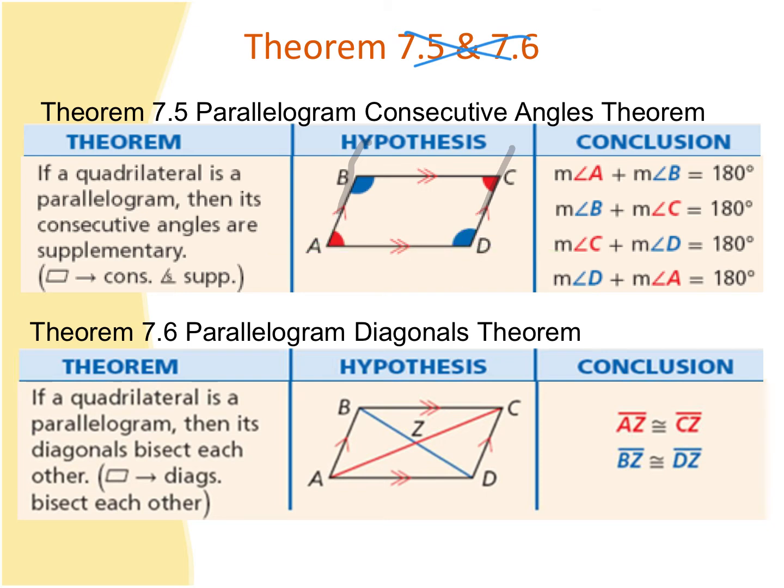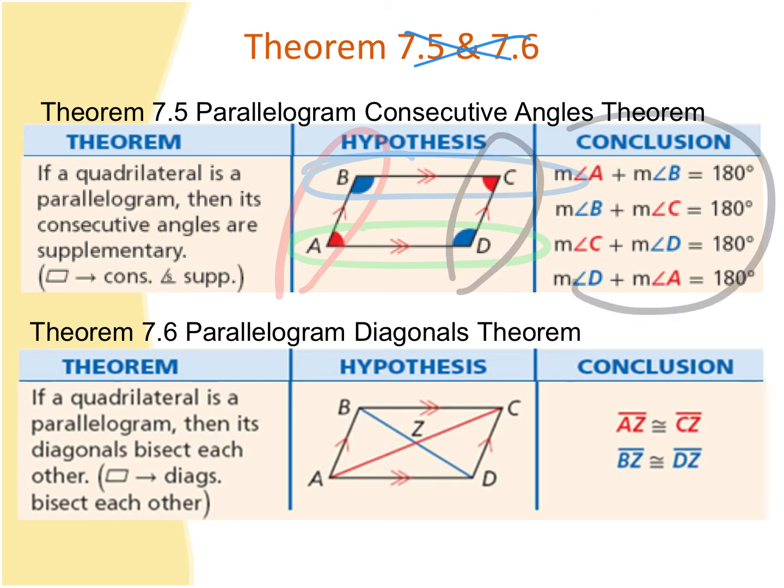So for example, and notice how it's color coded. A and D are supplements because they're consecutive. They're one after the other. And then I could also say B and A are supplements because they're consecutive. And then I could go around this way and also say that B and C are supplements because they're consecutive. And then lastly, C and D. And that's what's all listed over here. So A plus B is equal to 180. The measure of B plus C equals 180. C plus D, and then D plus A. They're all supplements.